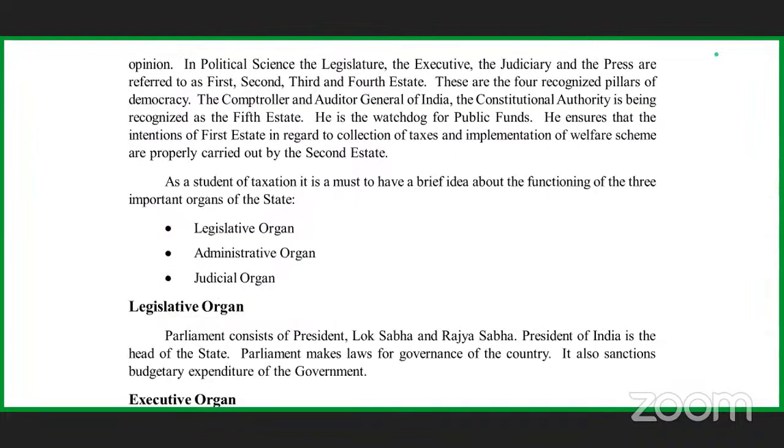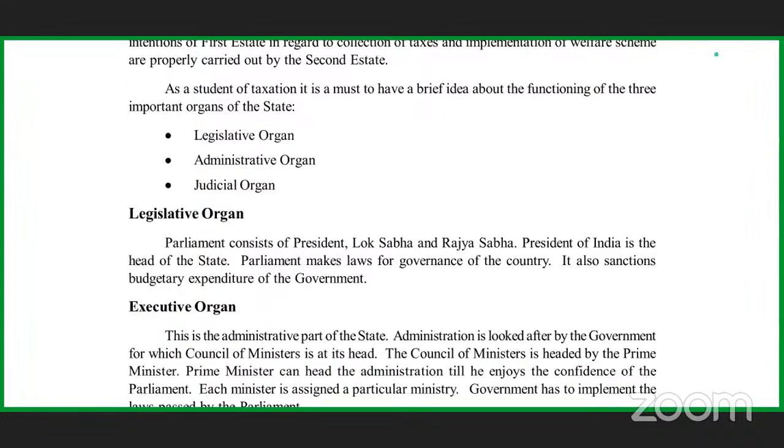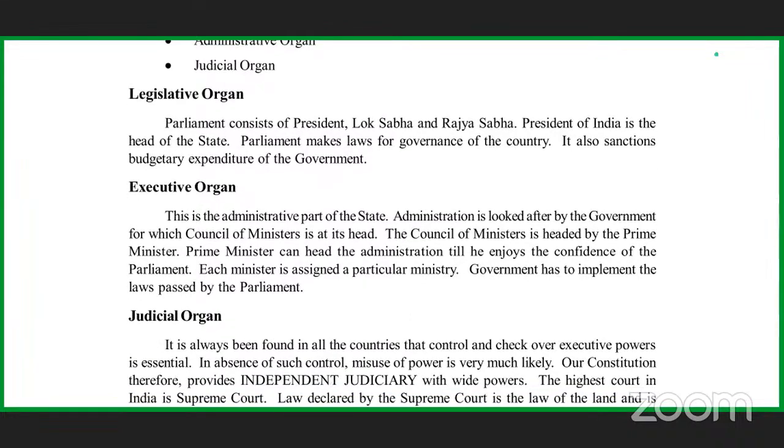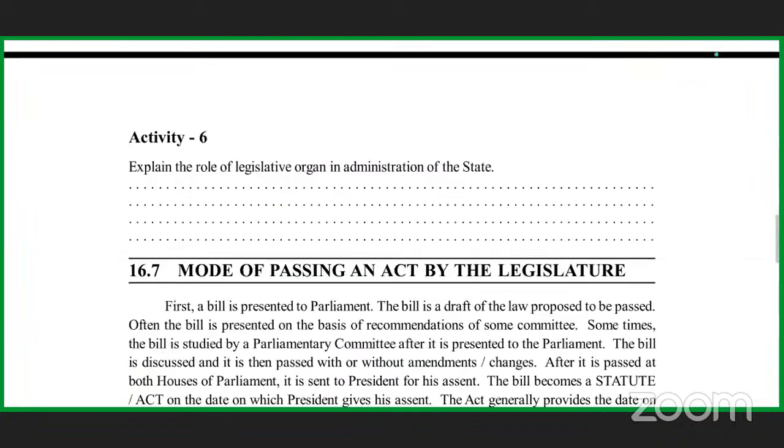And here the functioning is at three stages, that is legislative, administrative, and judicial. Legislative means Parliament, that is Lok Sabha and Rajya Sabha, and here the President will be the head of the state. Parliament makes its own laws for the governance of the country. Executive means the people who actually execute that work, like the Prime Minister and his cabinet ministers. And judicial means the courts, the Supreme Court, will look out whether the powers of the individual or the rights have been curbed. That will be checked.